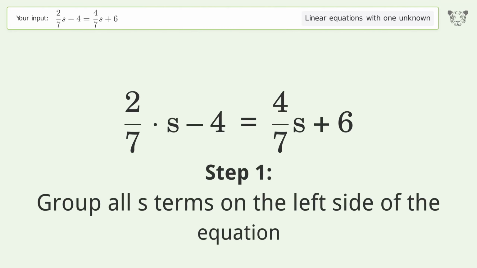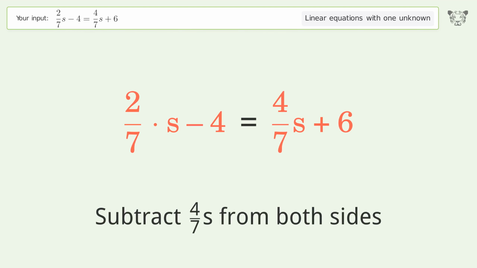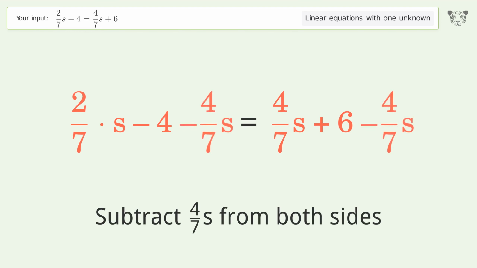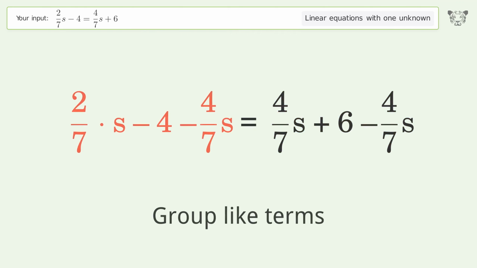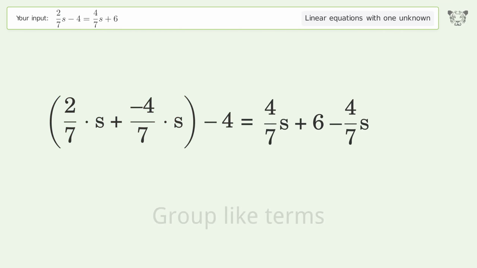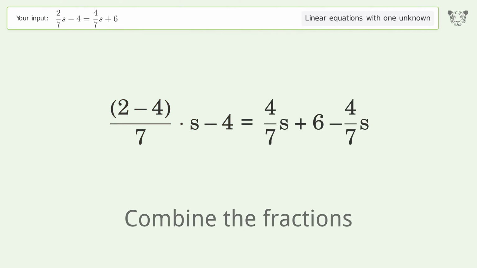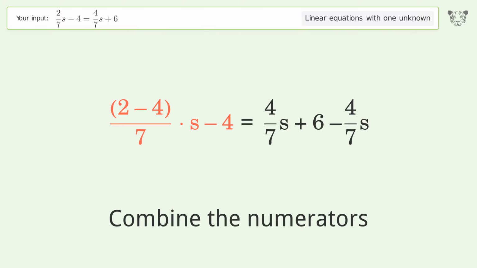Group all s terms on the left side of the equation. Subtract 4/7s from both sides. Group like terms. Combine the fractions. Combine the numerators.